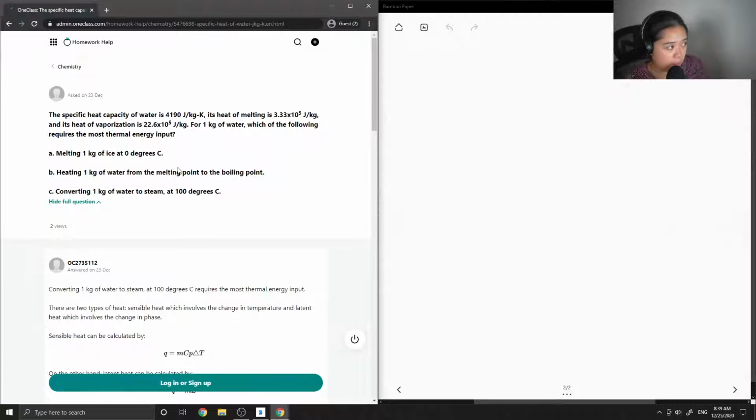Okay, so question 2. The specific heat capacity of water is 4,190 joules per kilogram Kelvin. Its heat of melting is 3.33 times 10 to the 5 joules per kilogram, and its heat of vaporization is 22.6 times 10 to the 5 joules per kilogram. For 1 kilogram of water, which of the following requires the most thermal energy input?